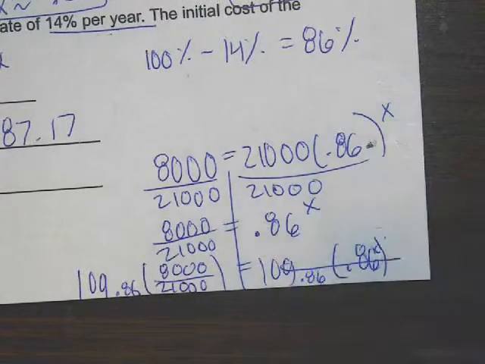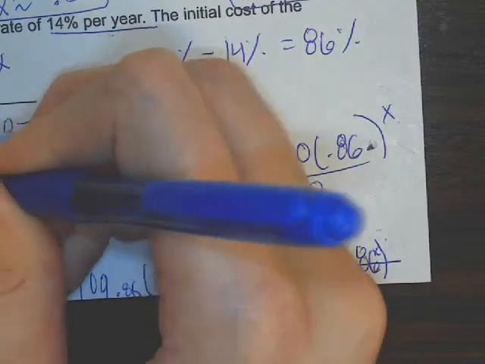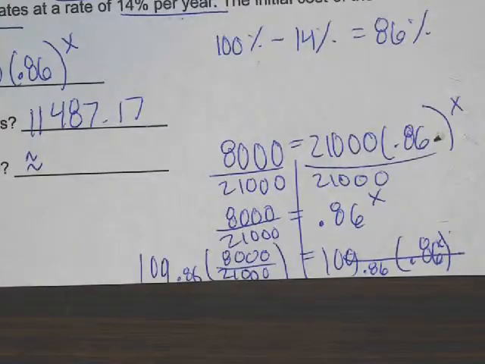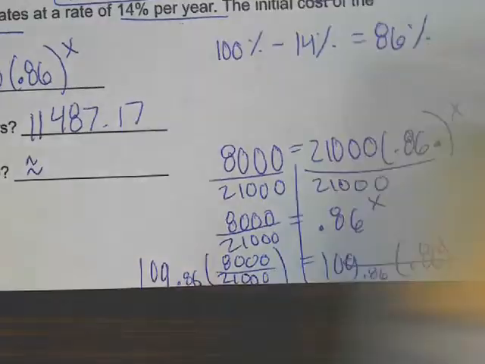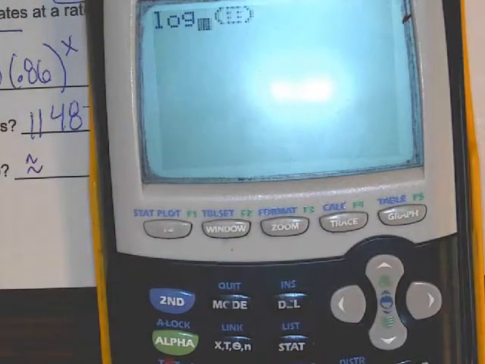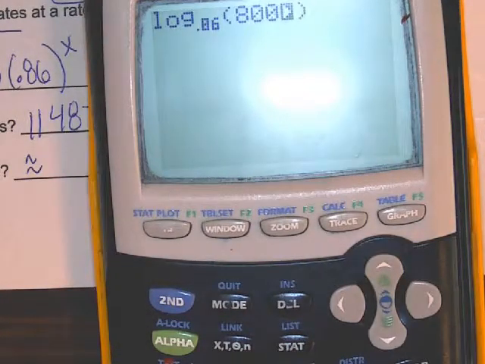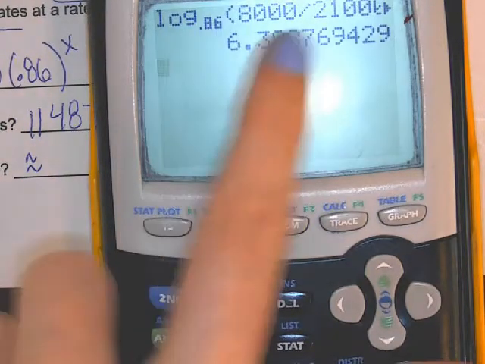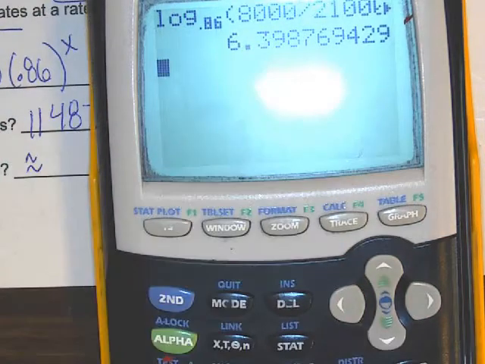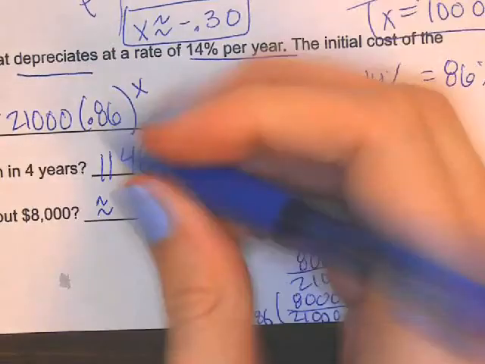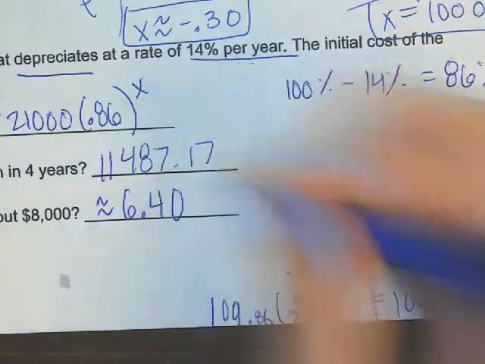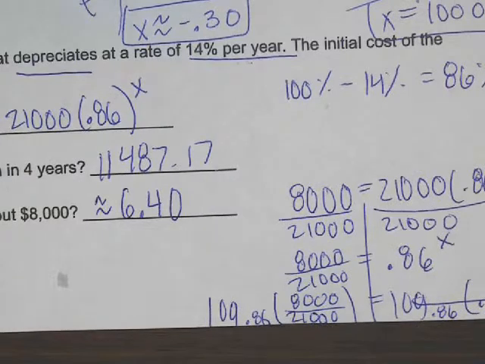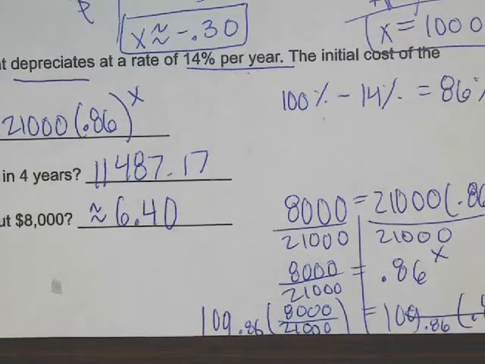So it's about how many years? 6.4. Yeah, 6.4. The 8 rounds the 9 up, which rounds the 3 up, so it'd be 0.40. So we have about 6.4 years. Is it possible to get decimals of years? Yes, there's months and days. You can break it down. You can have decimals of years.